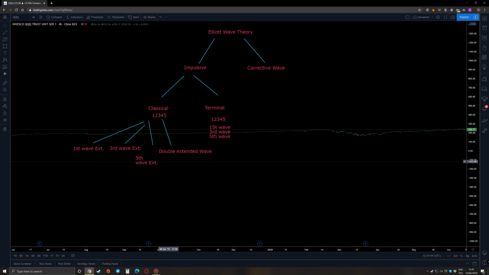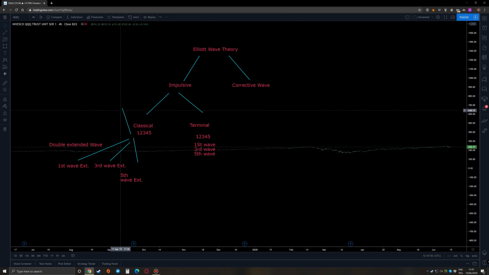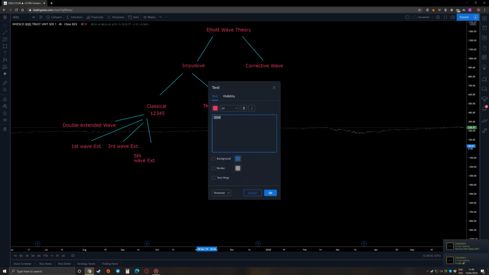Now, this terminal move is important to know too. Why? Because now you have to ask yourself, where does this terminal move happen? This terminal move can only appear in certain places. It can either be wave 5 of an impulsive move, it can be a wave C of a flat, or it can be wave C of a zigzag. That's it.